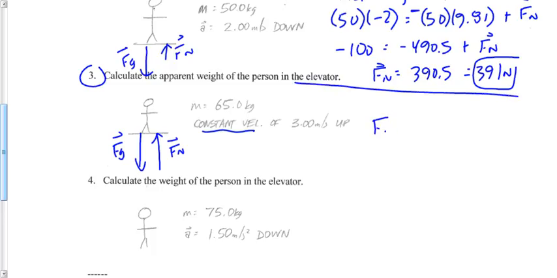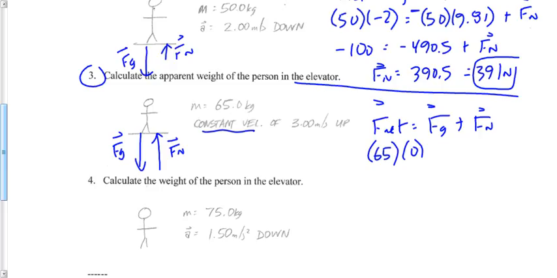So let's set it up the way we always do. F net is equal to the sum of the forces, Fg plus Fn. And we're going to say m times a, 65 times, what's the acceleration here? Yep. Good, 0. The acceleration is 0 because it's a constant velocity. What if the constant velocity was 25 meters per second downward? The acceleration would still be 0, right? This problem wouldn't change.